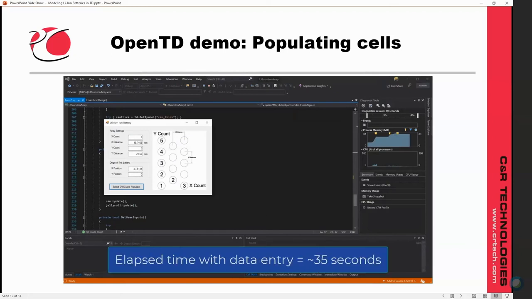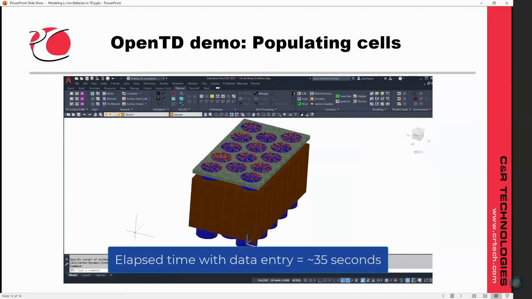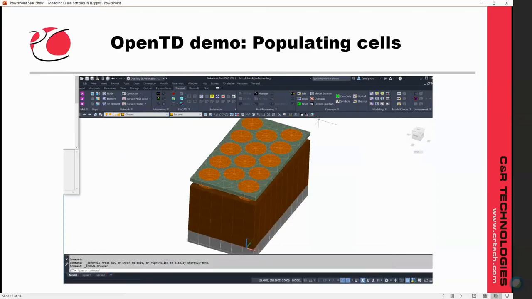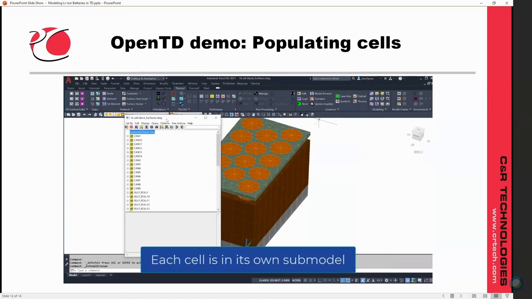Then he selects the drawing to populate, and this is going off and populating them. Unfortunately, we didn't capture the actual population, but it's now complete. And so that took about 35 seconds, including the data entry.